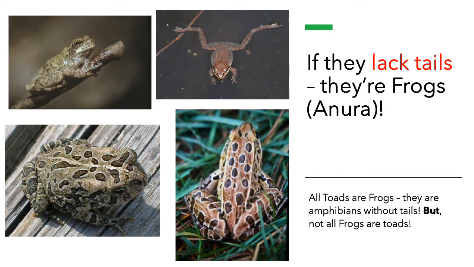Don't be confused with what you might have learned early on or heard about people using a sentence that includes something like frogs and toads, as if these were equal terms. But they're not. All toads are frogs because they're amphibians that grow up without a tail. Not all frogs are toads, but all toads are frogs.